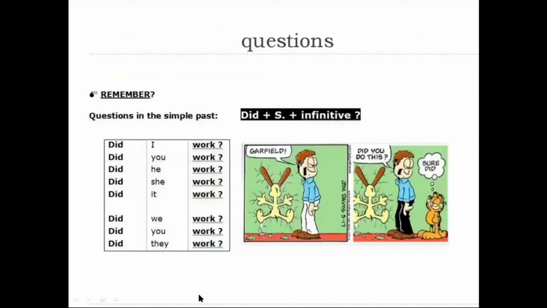If we want to make an interrogative sentence, or if we want to ask something that happened in the past, we use did plus subject plus infinitive form. For example, did you work? Did she work yesterday? Did we work? Did she work? And so on and so forth.